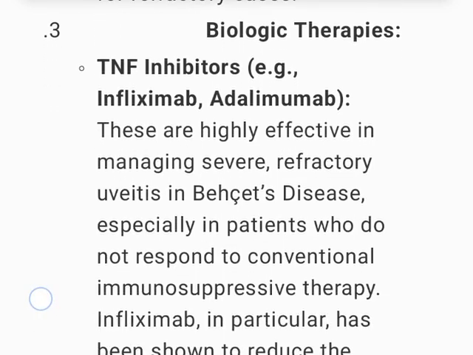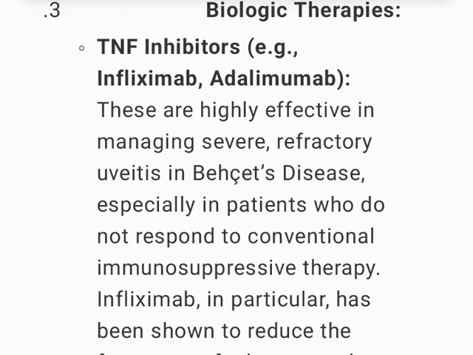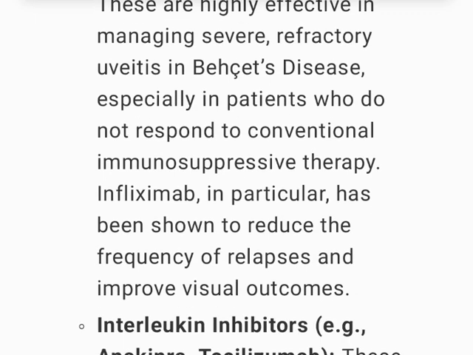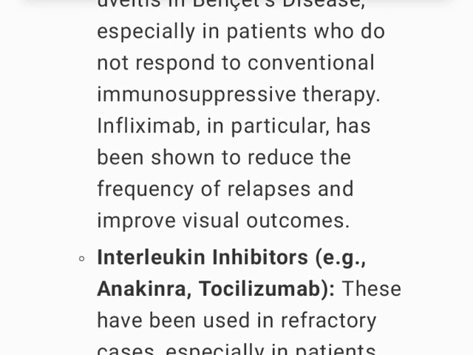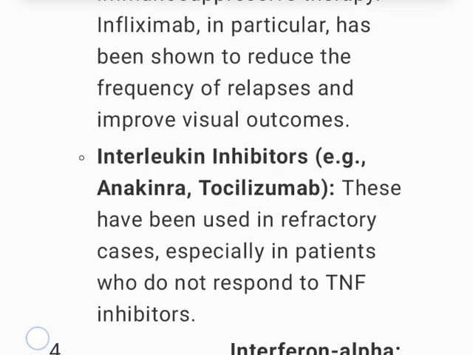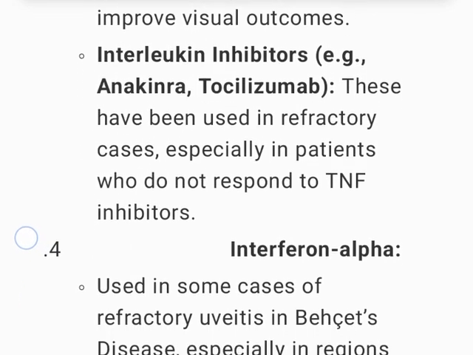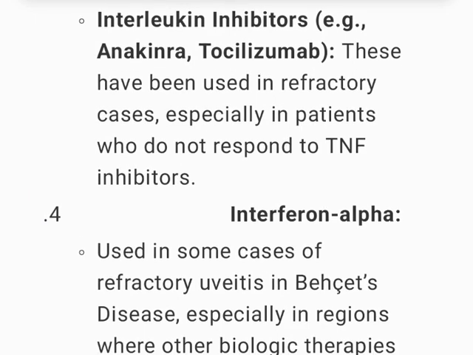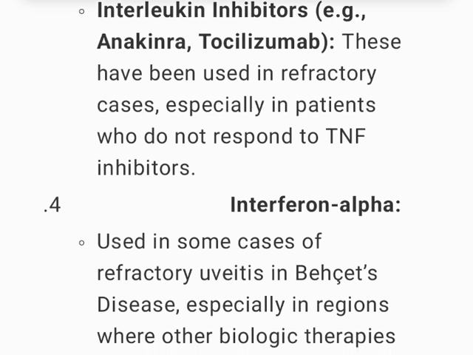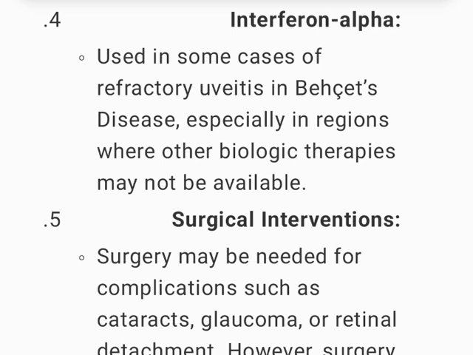3. Biologic therapies. TNF inhibitors, e.g. infliximab, adalimumab. These are highly effective in managing severe refractory uveitis in Behçet's disease, especially in patients who do not respond to conventional immunosuppressive therapy. Infliximab, in particular, has been shown to reduce the frequency of relapses and improve visual outcomes. Tocilizumab. This has been used in refractory cases, especially in patients who do not respond to TNF inhibitors. 4. Interferon alpha, used in some cases of refractory uveitis in Behçet's disease, especially in regions where other biologic therapies may not be available.